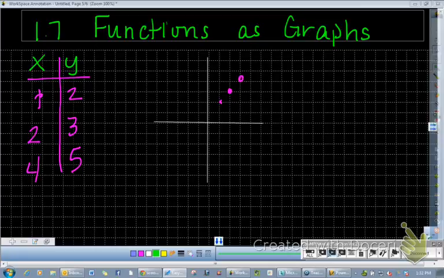Okay? We are not going to connect those dots. The domain was very specific. It did not tell us that x could be 3. It didn't tell us x could be 1.5. So we're just leaving it just like that. So that's all it's having you do on that one.